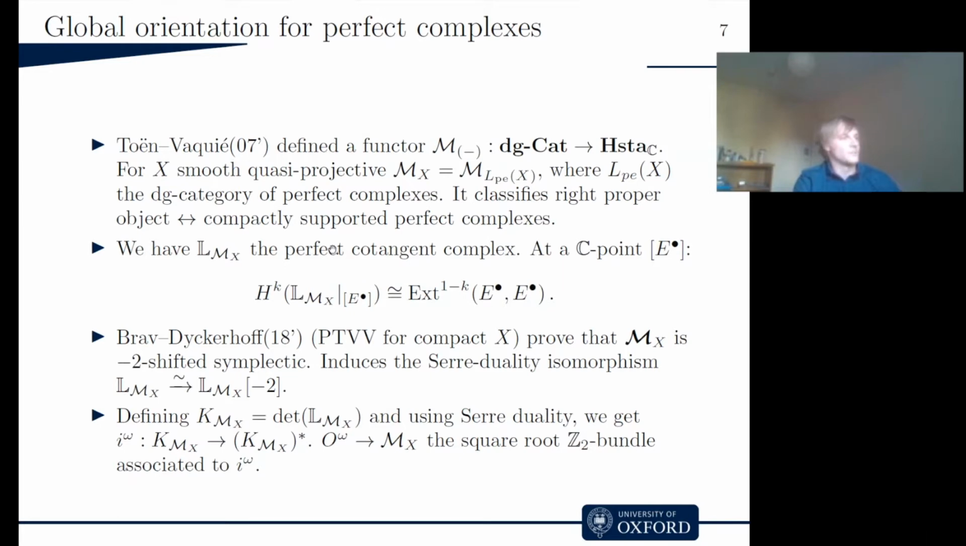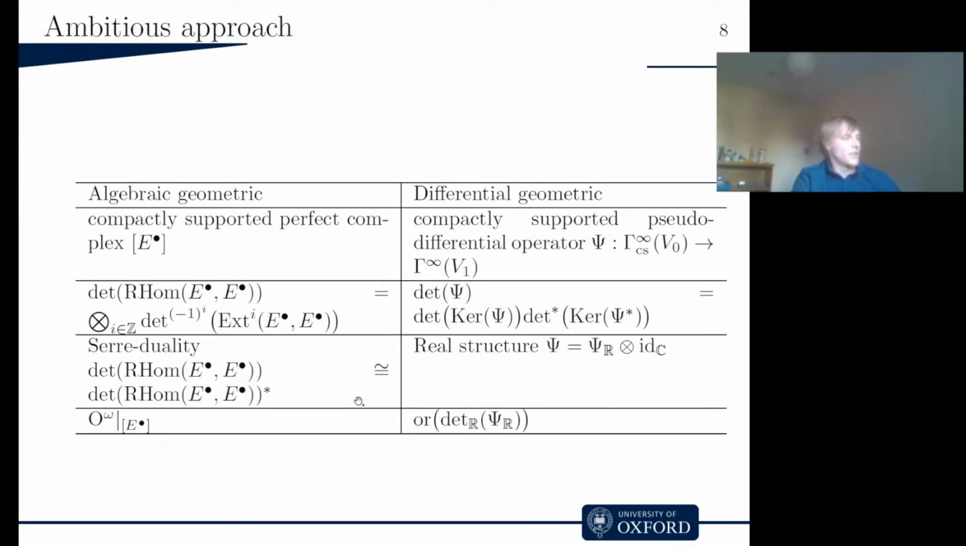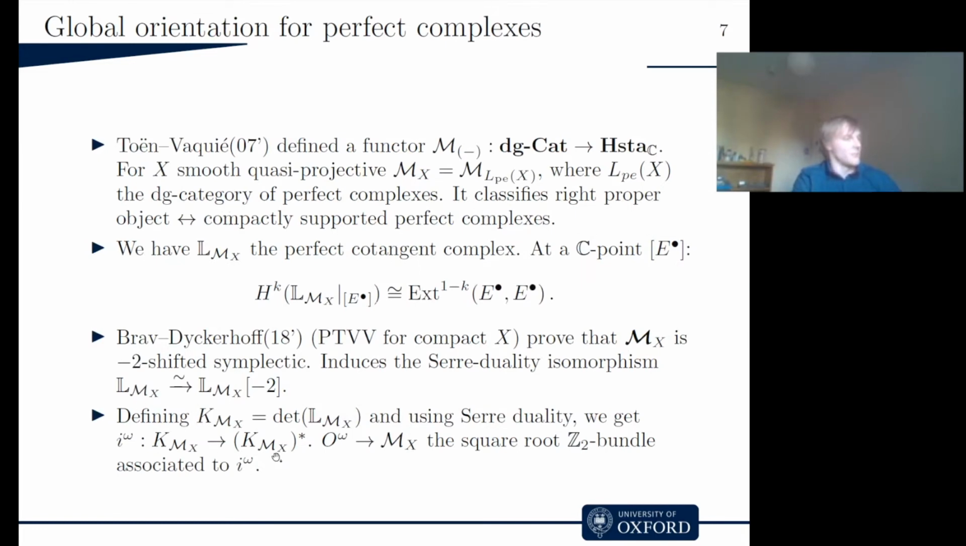So now we have the perfect cotangent complex on our stack M_X, which at the C-point is given by the shifted RHom complex, shifted and dualized. Brav and Dyckerhoff prove that the derived stack corresponding to this higher stack is minus-2 shifted symplectic, which is an extra structure on top of this Serre duality, which is the duality on the cotangent bundle. Using this duality, one then gets an isomorphism on these canonical bundles, which are determinant line bundles of L_{M_X}, and one gets this orientation bundle on the moduli stack of compactly supported perfect complexes, which is the orientation bundle which we want to prove to be trivial.